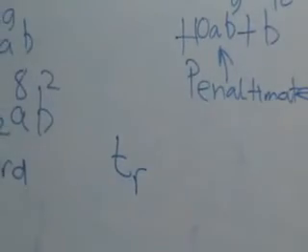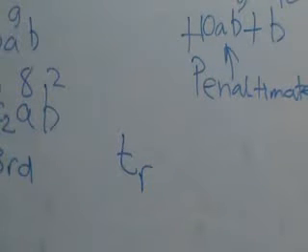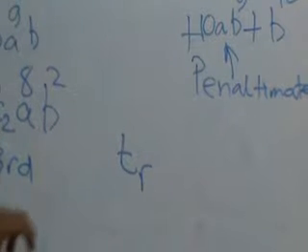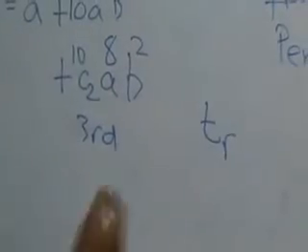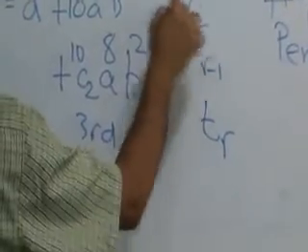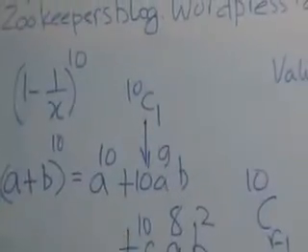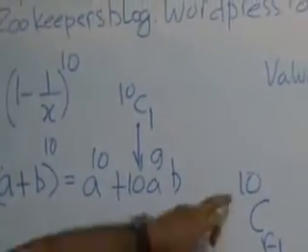TR means the rth term. Let's see: the first term, the second term, the third term. In the third term, you have 10c2. In the 3, you have 2. So in the rth term, what will you get? In 3, you get 2. R minus 1. Absolutely. So it will be C, r minus 1, and the upper number is always 10, because this 10 is 10c1. 10c1, 10c2, 10c3. It keeps happening. So it will be 10c r minus 1.